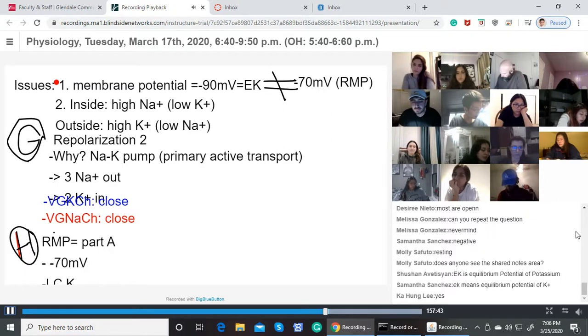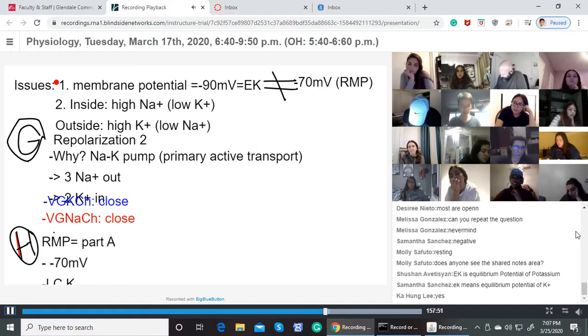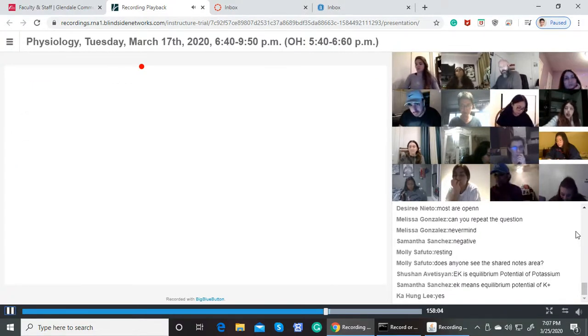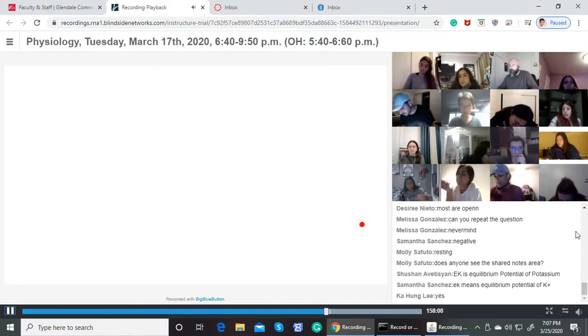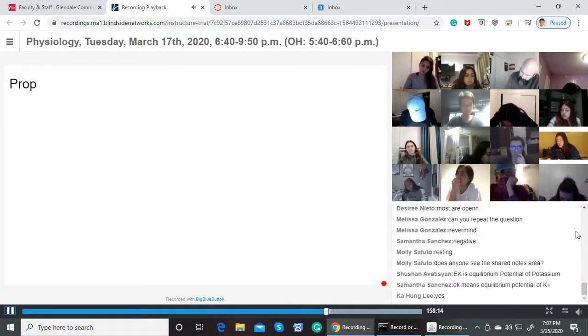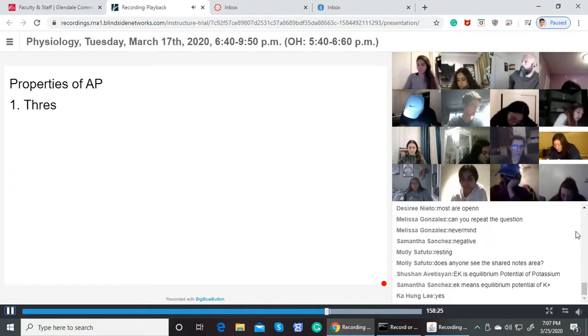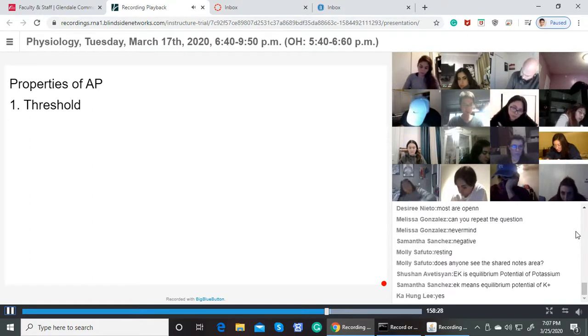Now you know the so-called structure of the action potential. Now we have to go to the next one, the properties. We learned the structure, now we learn the properties of the action potential. The first one is something we already covered, like our background information: the threshold. The threshold is approximately equal to minus 55 millivolt.